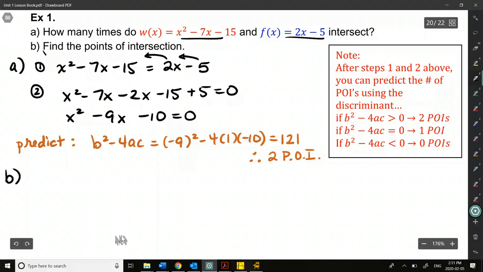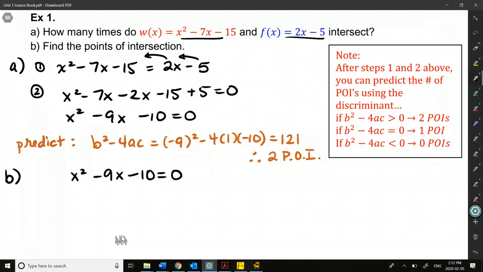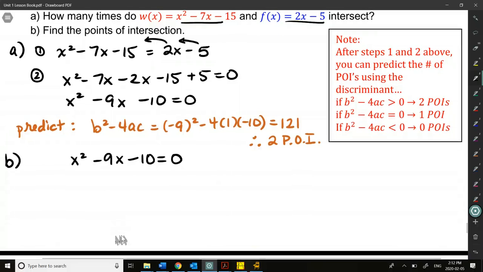Okay, and then for part B, it asks us to find the points of intersection. So we're going to work off of what we just did for part A. So I'm going to work off of this x squared minus 9x minus 10. And we're going to solve this similar to how we solve a normal quadratic. So our options are we can factor. I'm going to say you should factor wherever possible because it's just a lot quicker than using quadratic formula. But if you can't factor, you have to use quadratic formula. But are there any two things that multiply to negative 10 and add to negative 9?